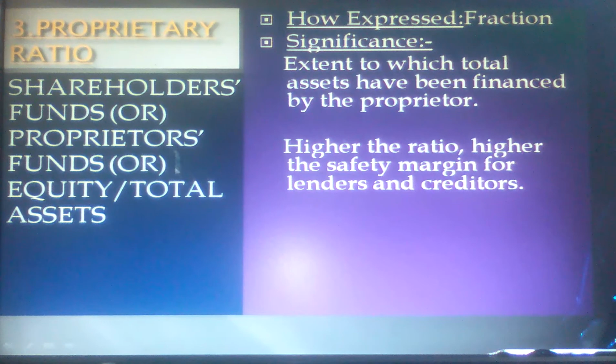Then, the third one, proprietary ratio. It's a very important one. Shareholders' fund or proprietors' fund or equity divided by total assets. Here numerator is what? Denominator what? Simply, numerator is our shareholders' fund, you can also call it proprietors' fund or equity, divided by total assets. Here the expression is a fraction, maybe 1/3, 1/4 like that. Okay, that's why the expression is also very important.